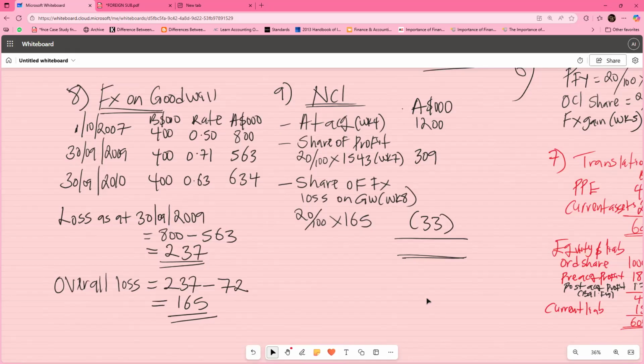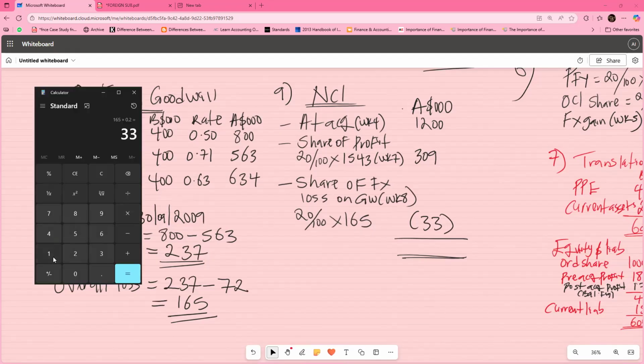So in September 2009, you just say 800 minus this. So there was a loss of 237. But there's a gain this year, so you just subtract it from the loss. So the overall loss that you have now is 165. So we can just say 1,476 minus 309, then minus 33. So NCI at the reporting date is 1,476.